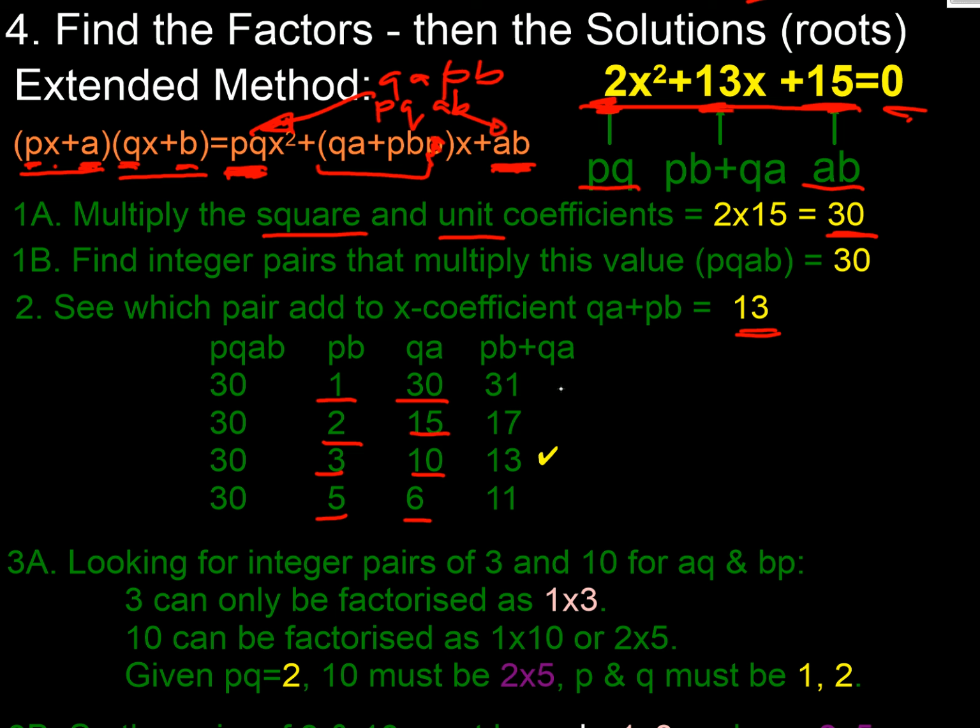So 1 plus 30 gives us 31. Well, that's not the 13 we're looking for, is it? 2 and 15 is 17. Nope.